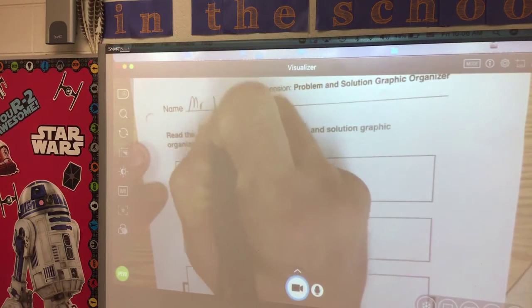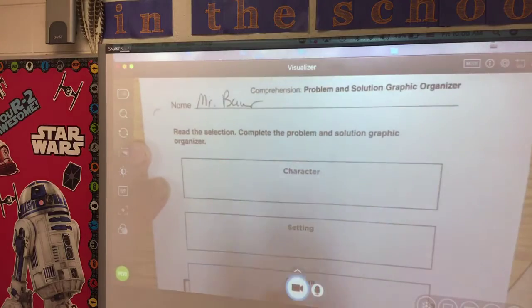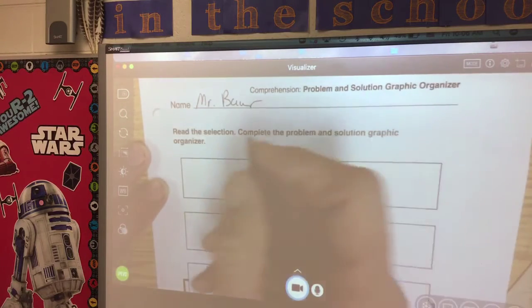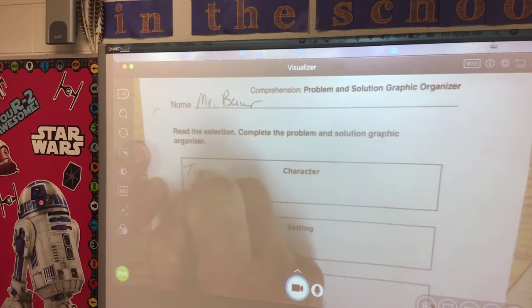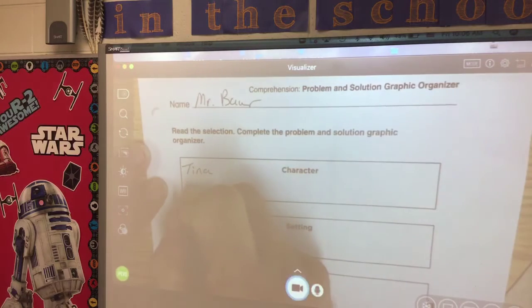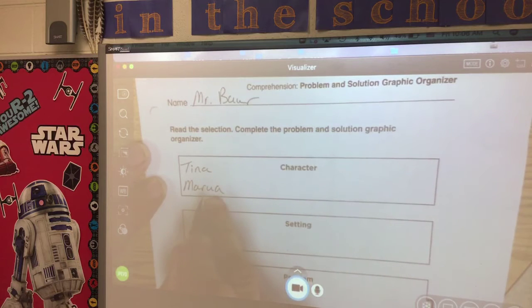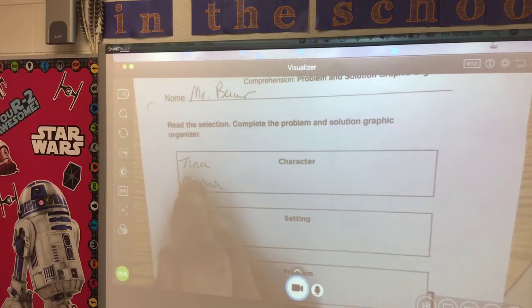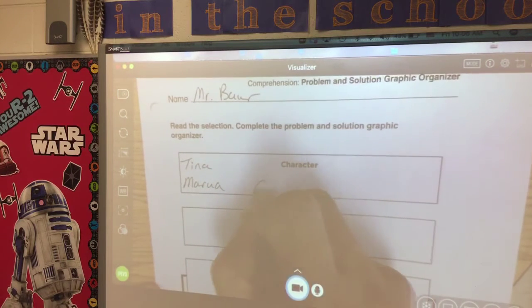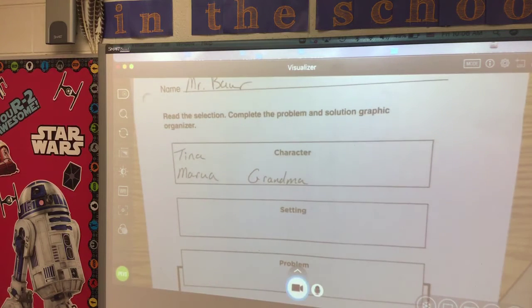First of all, I'm going to get my name on there. Main characters, I believe we had probably 3 of them. For sure, Tina. And then we had Mara. Remember, she was the juggler, and Tina was the one that wanted to do the dancing and singing. And then I'm going to throw in Grandma, too. Because Grandma was the one who gave us the good advice, and that might show up in our events.